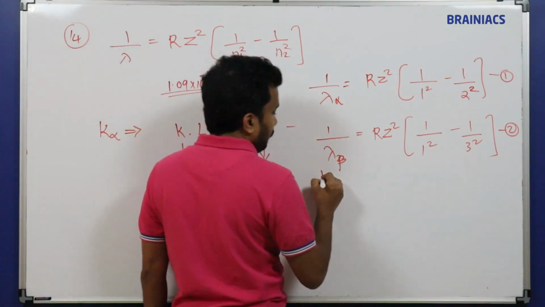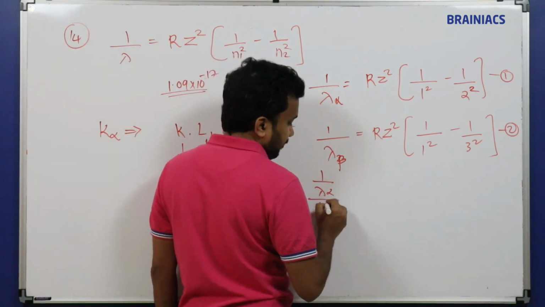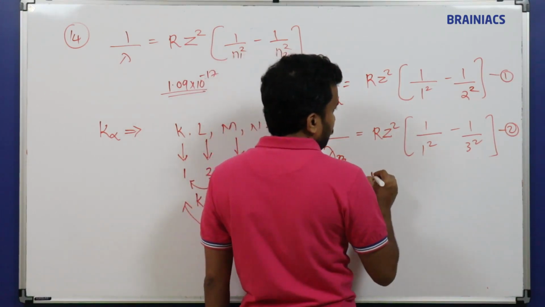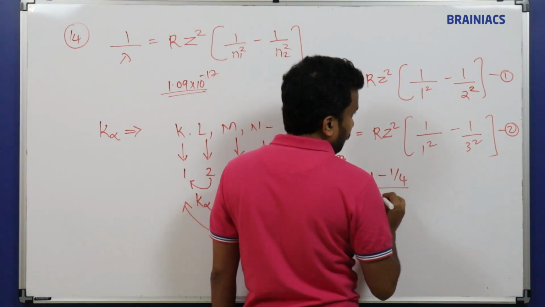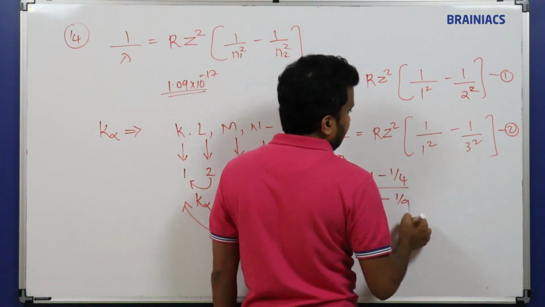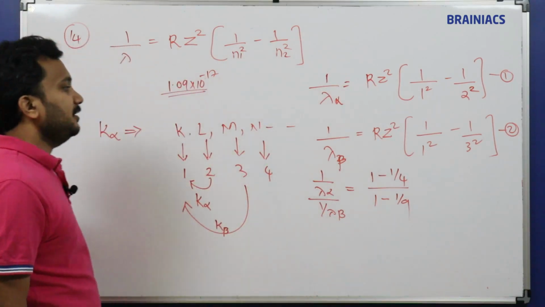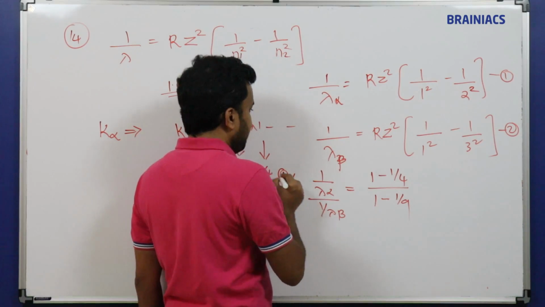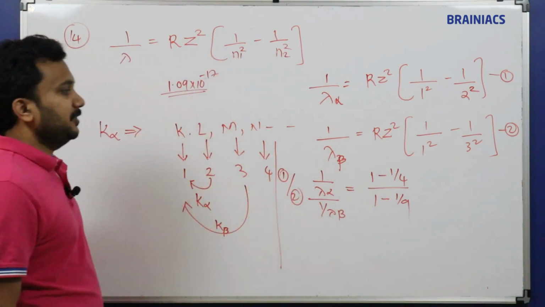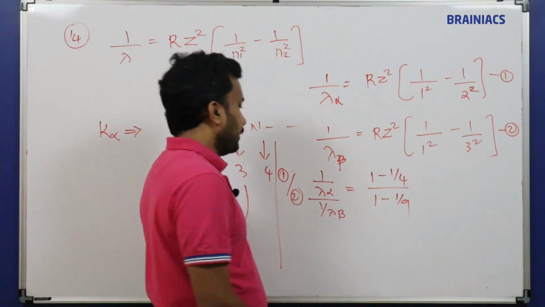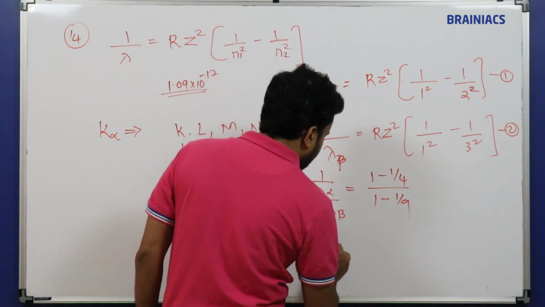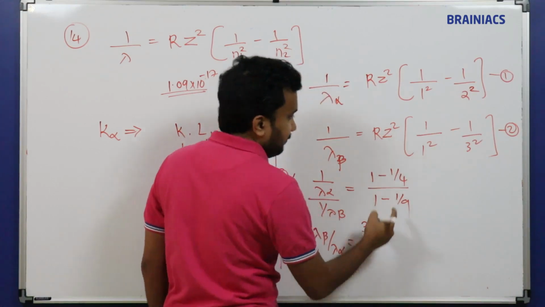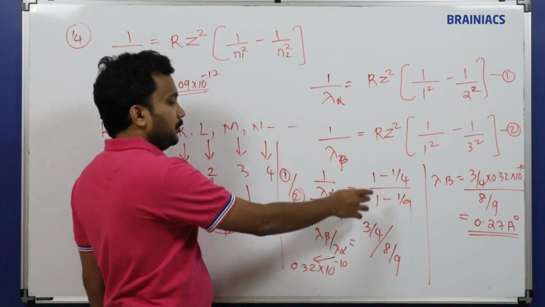So what will come? 1 by lambda alpha divided by 1 by lambda beta is equal to 1 by 1 minus 1 by 4, divided by 1 by 1 minus 1 by 9. The R and Z square will get cancelled if you divide these two equations, equation number 1 divided by equation number 2. So this becomes lambda beta by lambda alpha is equal to, the numerator is 3 by 4. I just completed the solution of this one.